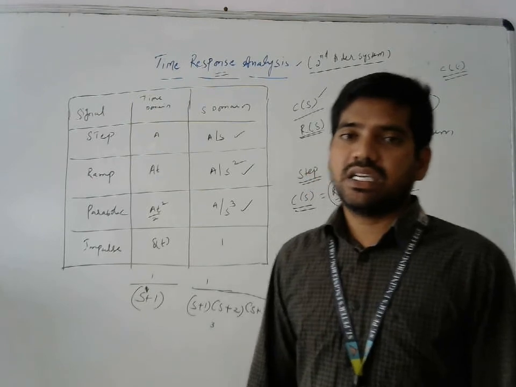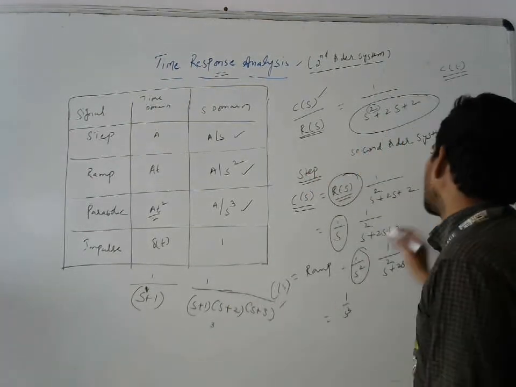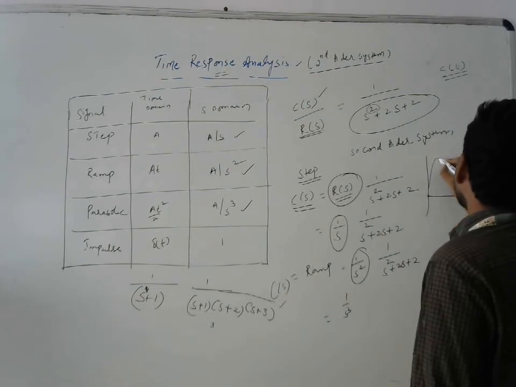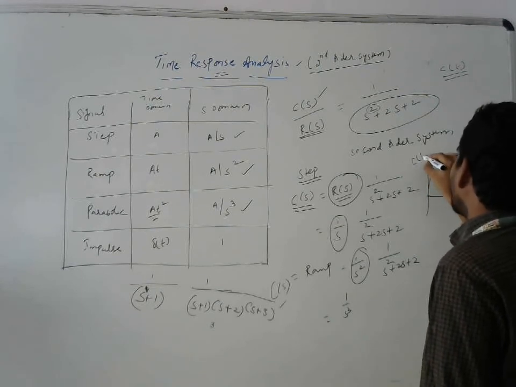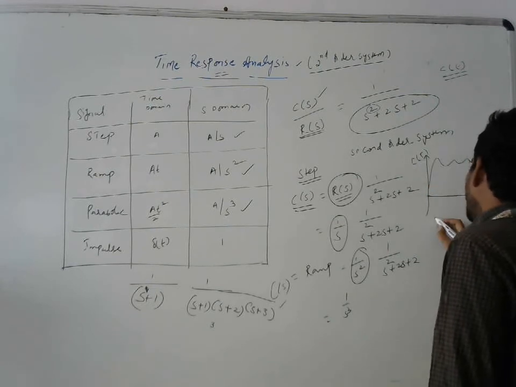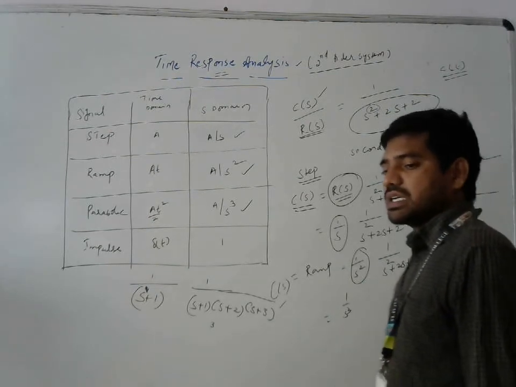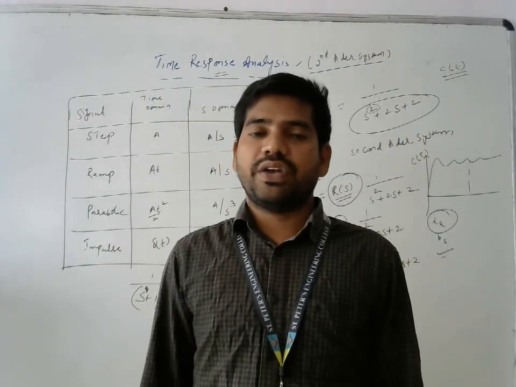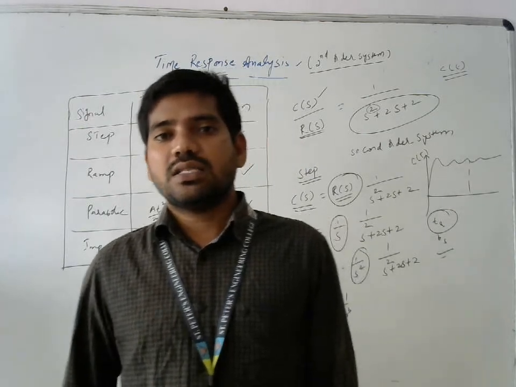By seeing that C of S value or C of T value, we can estimate the output response of the particular system. C of T will change like that. That means in the C of T value, we are going to find out what the transient time is and what the steady state time is. The main motto is that we need to reduce the transient response of the particular system. That is always important.